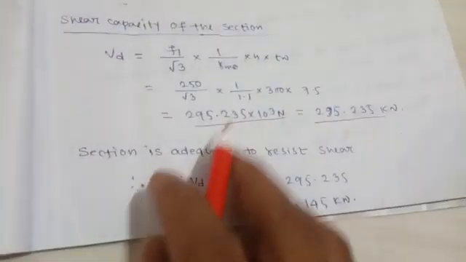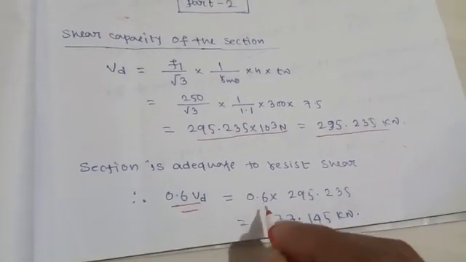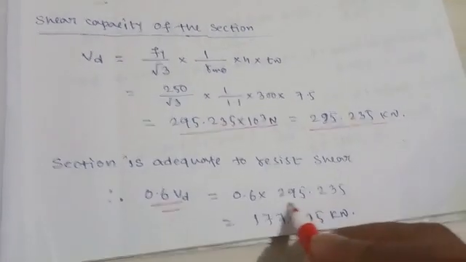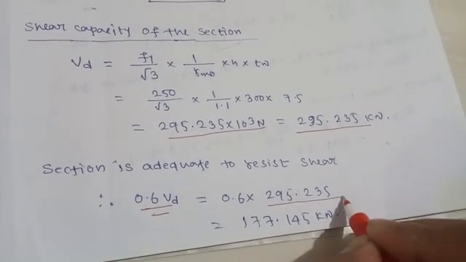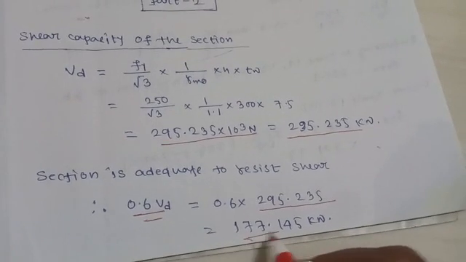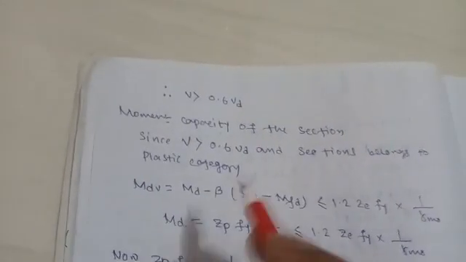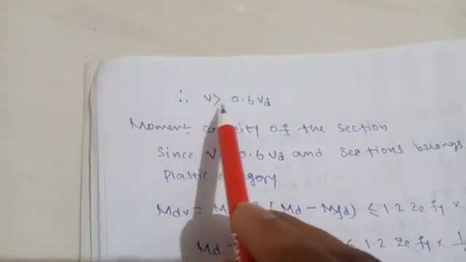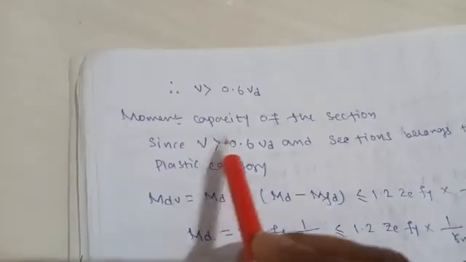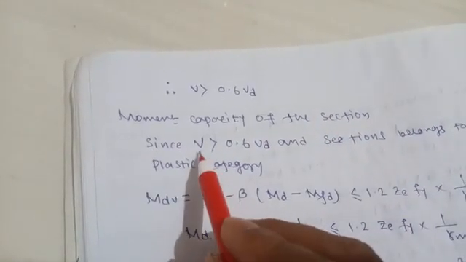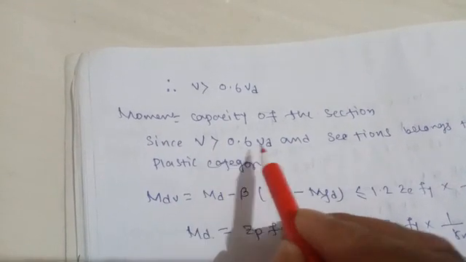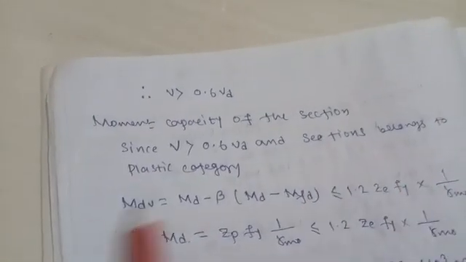The formula for the shear limit is 0.6 Vd. Putting the value of Vd, 295.23, we get 177.145 kilonewton. So V is greater than 0.6 Vd, and the section belongs to the plastic category, so we must consider the moment capacity of the section.